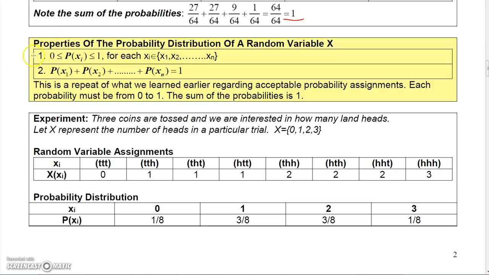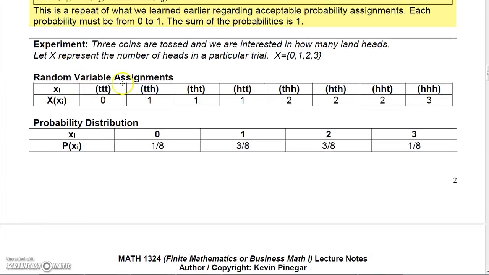Now, with a random variable, each of the probabilities must be between 0 and 1 inclusive, and their sum must add up to 1. Let's look at this one.